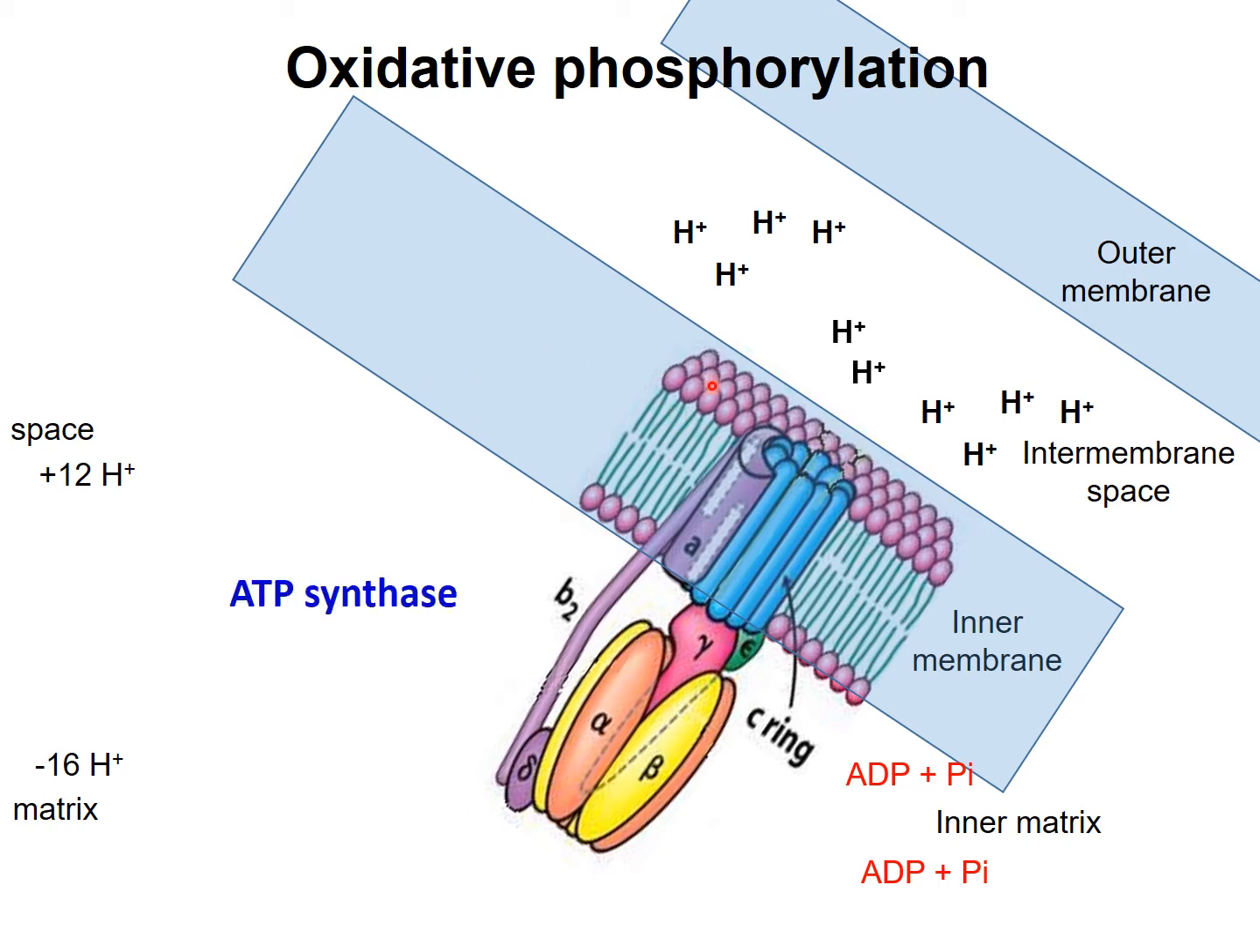So due to the high proton gradient in the intermembrane space, these protons will eventually rush back to the matrix by flowing through the ATP synthase. And it is the motion of these protons that propels the ATP synthase to add a phosphate group to an ADP, forming an ATP molecule.